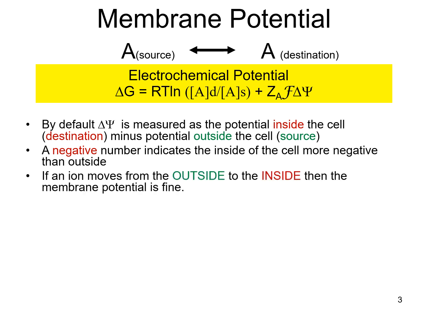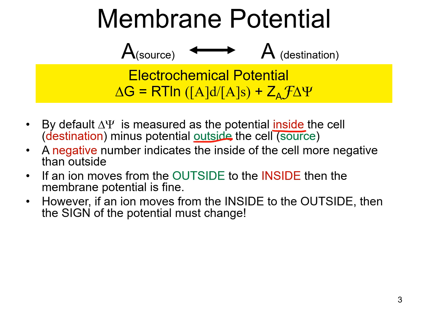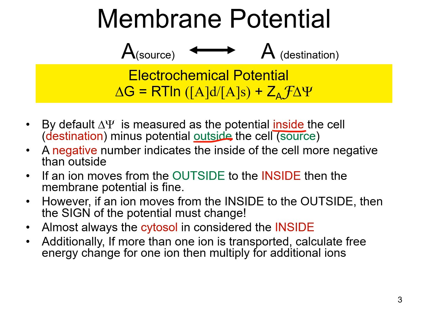If an ion moves from the outside to the inside, then the membrane potential is fine. You don't have to worry about changing a sign, because this is our convention, where we're measuring inside minus outside. However, if an ion moves from the inside of the cell to the outside, so if it's being exported, released or trafficked outward, then the sign of the potential must change. Almost always, the cytosol is considered the inside of the cell, and that's how we're going to operate.